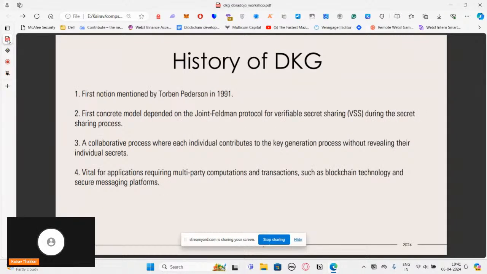Just a quick mention of history. It was first mentioned by Torben Pedersen in 1991. The first concrete model was dependent on the Joint Feldman protocol for verifiable secret sharing. How verifiable secret sharing works, I will give a glimpse in the upcoming slides. Then there is a collaborative process, where a threshold number of individuals each give a part of a key to generate a whole key.